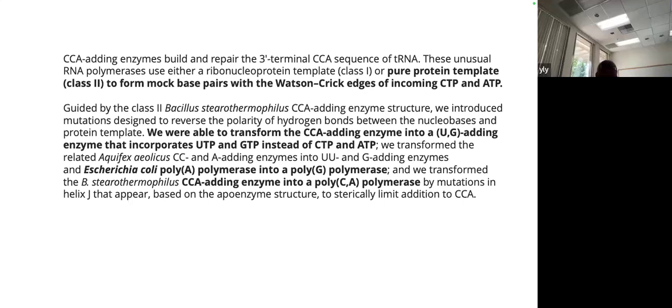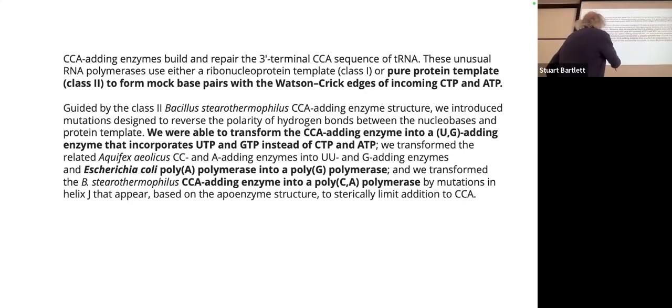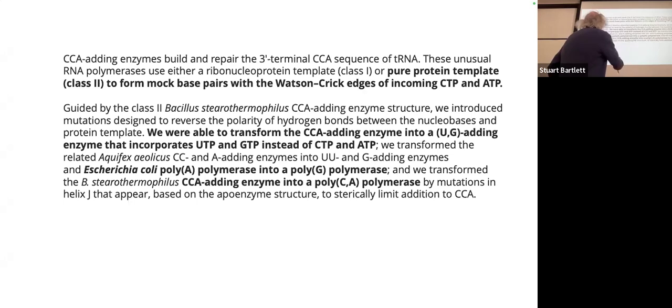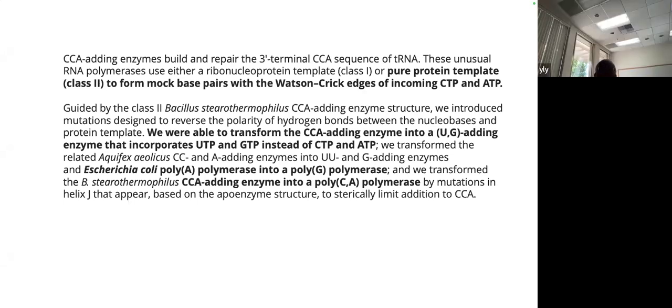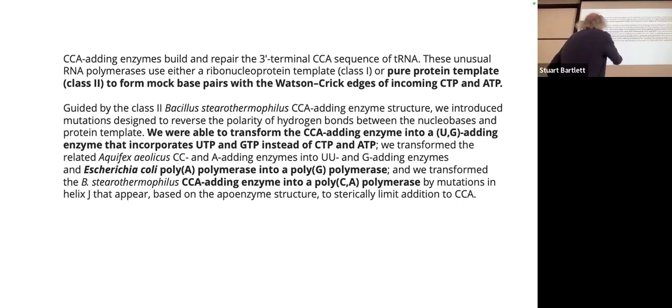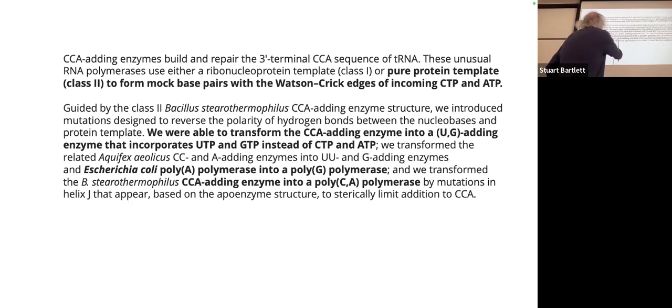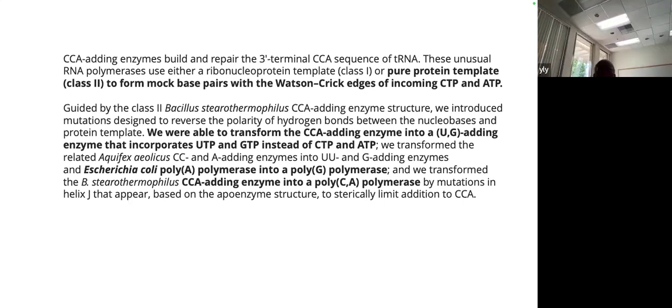So, guided by that structure, we introduced mutations to reverse the polarity of hydrogen bonds between the nucleobases and the protein templates. We were able to transform the CCA enzyme into a UG enzyme, adding an enzyme to incorporate UTP and GTP instead of CTP and ATP. We transformed the related CCA and A enzymes into UU and G enzymes. And then we transformed poly-A polymerase into a poly-G polymerase.